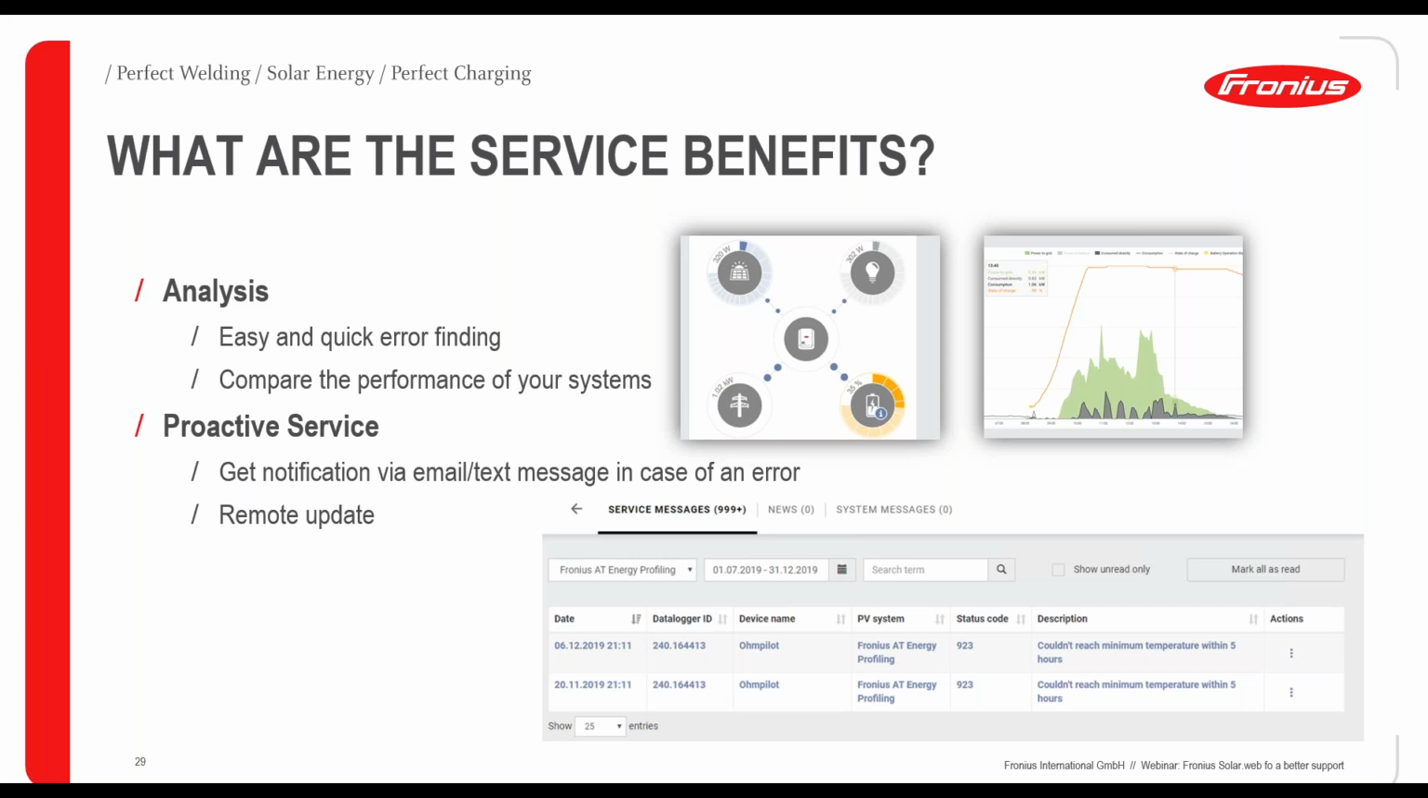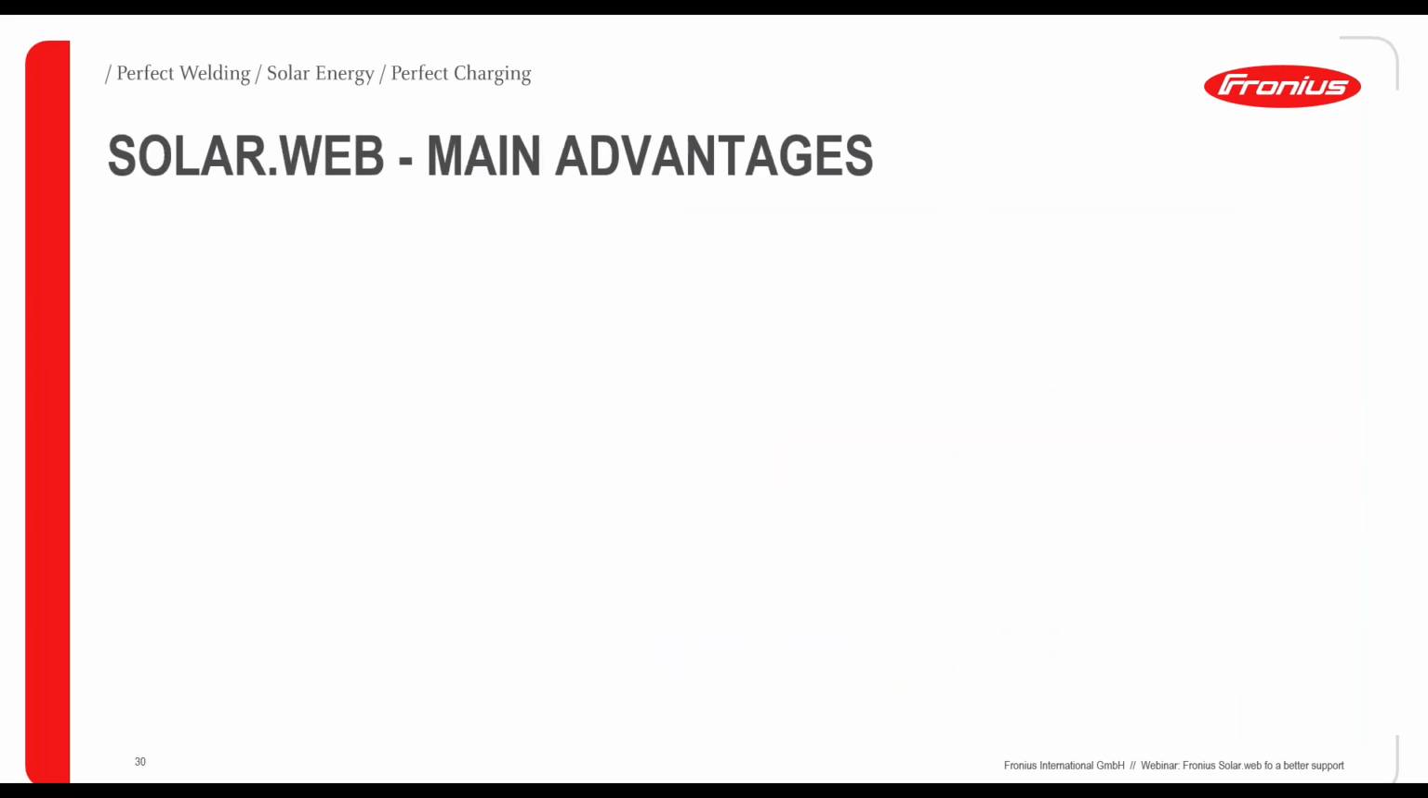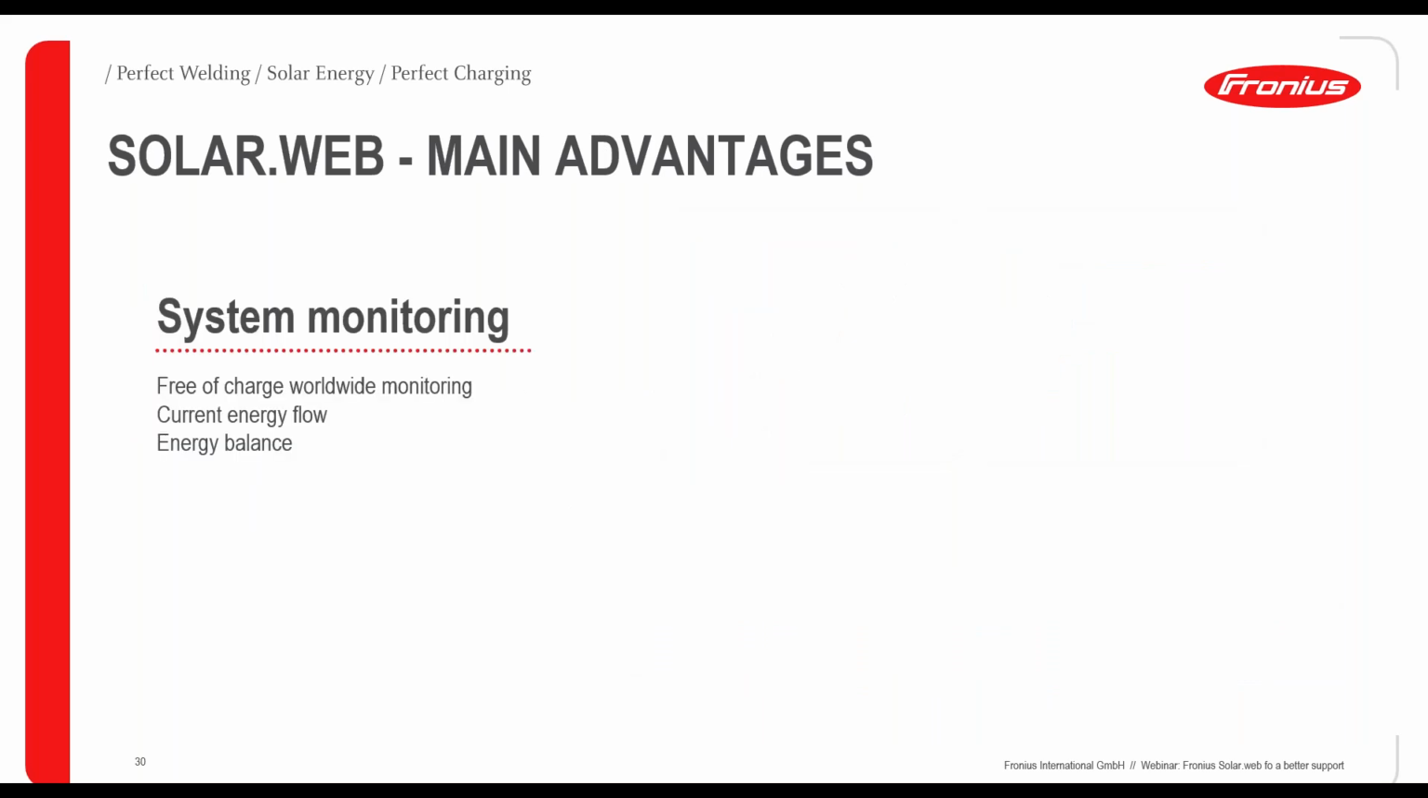So these are the advantages, and basically, once again, the main advantages for you with SOLAR.WEB online systems. You have your free of charge worldwide monitoring. You see the current energy flow. You always see what's going on at the moment. You see as well what happened in the past in the energy balance.